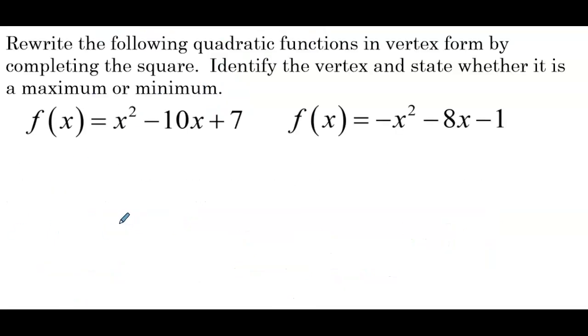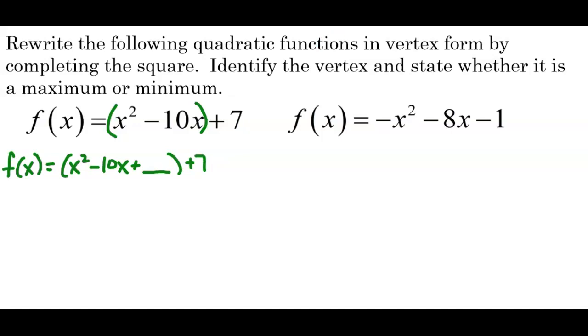So rewrite the following quadratic functions in vertex form by completing the square, identify the vertex, and state whether it is a maximum or minimum. So our first function, f of x equals x squared minus 10x plus 7. So we'll put a set of parentheses around x squared minus 10x. So f of x equals x squared minus 10x plus something plus 7.